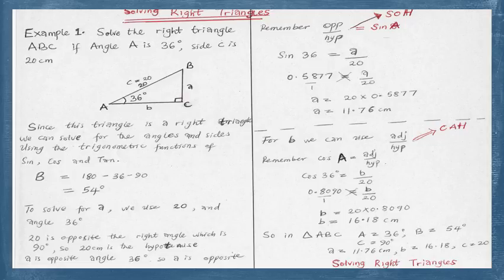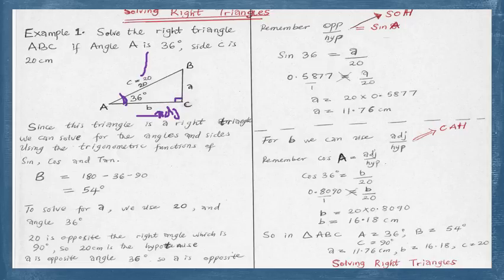Now we can solve for b. That's what we're left with. If you look at angle 36 degrees, you see that b is not opposite angle 36 degrees and b is not opposite the right angle. So what side is b? b is the adjacent side to angle 36 degrees. So we can use the adjacent side b and c, which we know as 20, and angle 36 degrees.